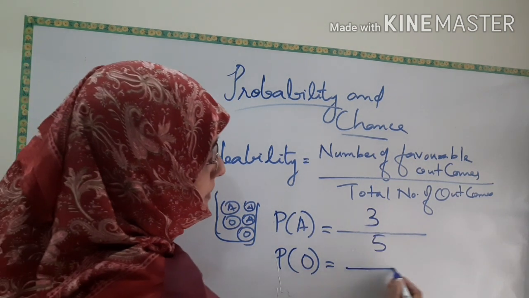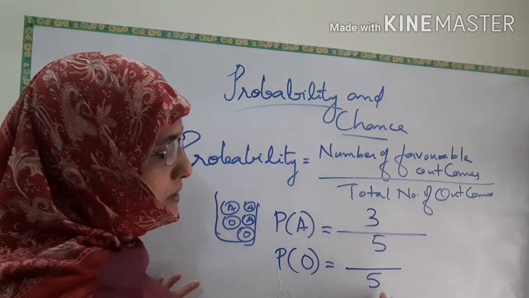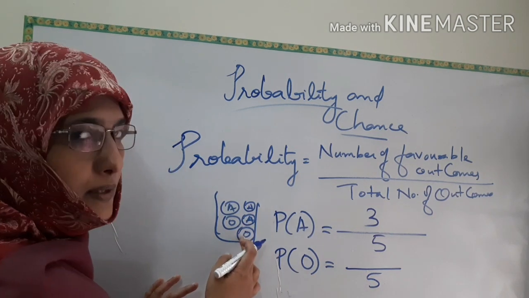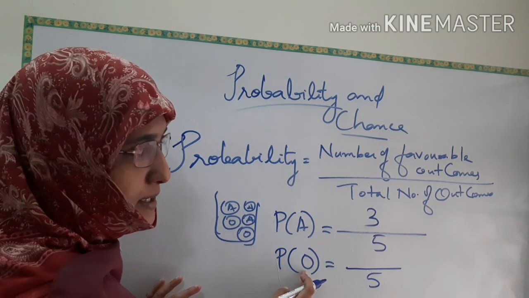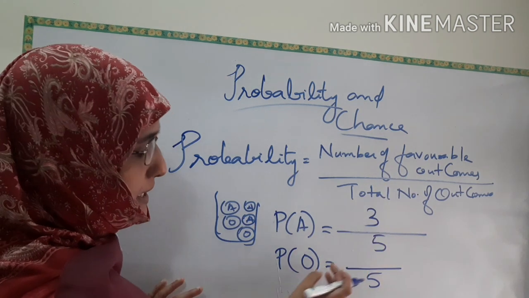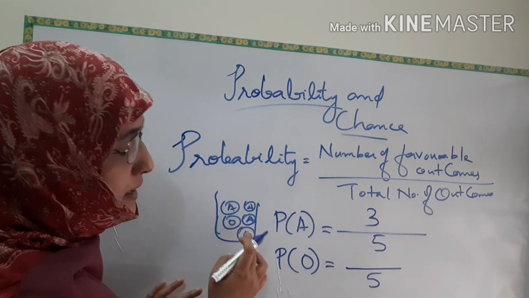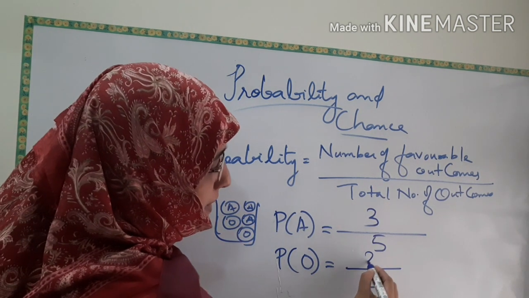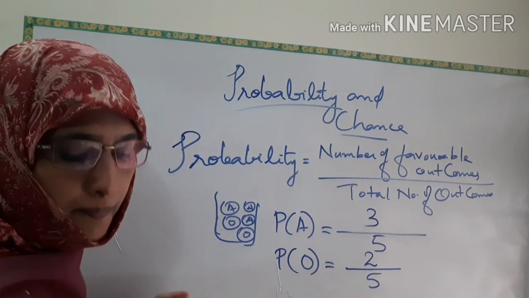Here also the denominator will be the same, because the total number of outcomes is always the same. It is 5 itself. But what about the numerator? Number of favorable outcomes, that is orange. How many oranges are there? 2 oranges. So the answer will be 2 by 5.